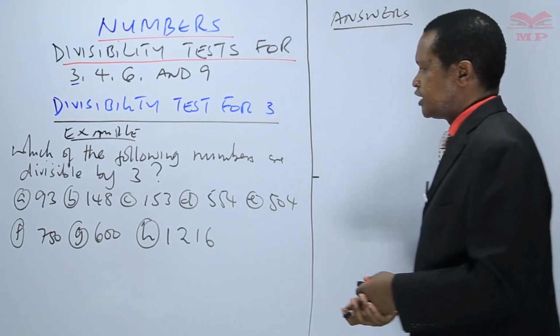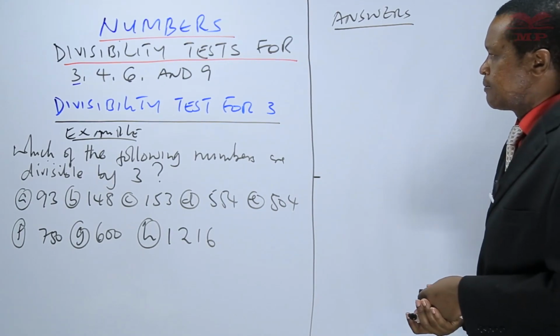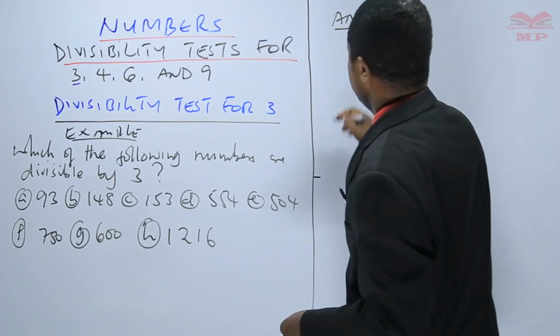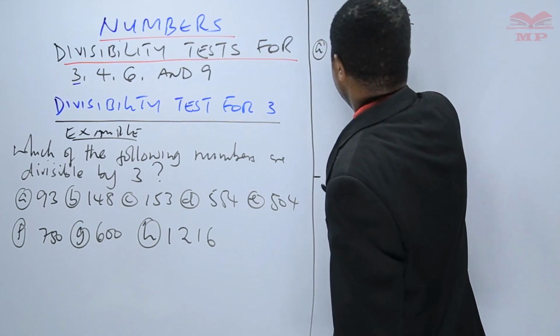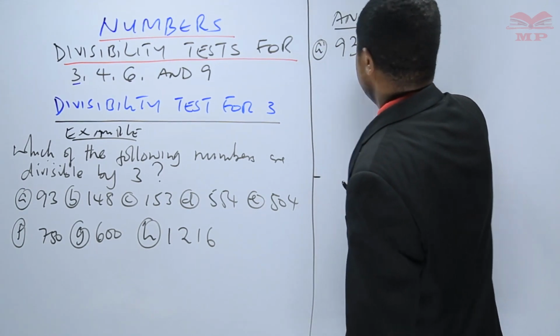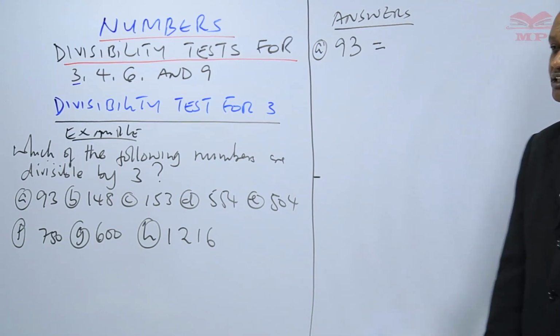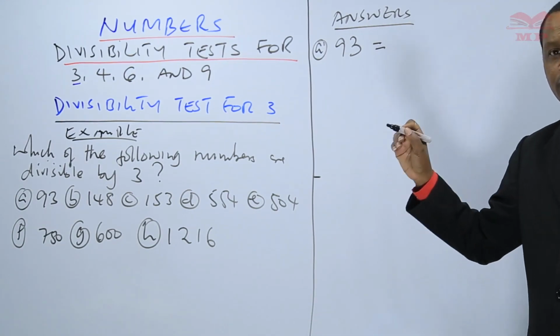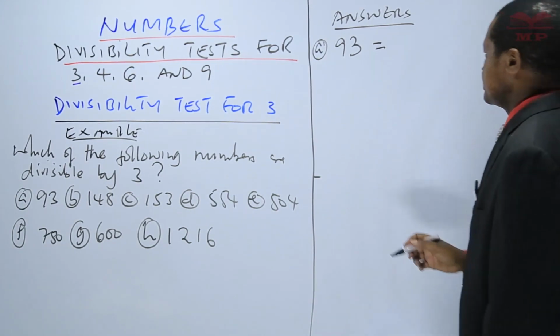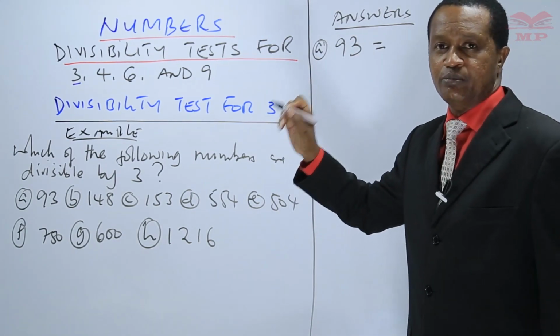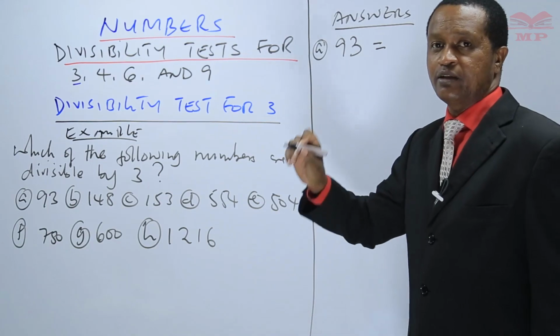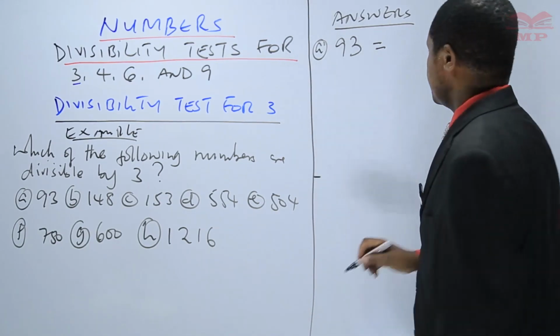So which of the following numbers is divisible by 3? Let's start with the first one, 93. What is the test? Divisibility test: get the sum of its digits. If the sum of its digits is divisible by 3, then that number is divisible by 3.